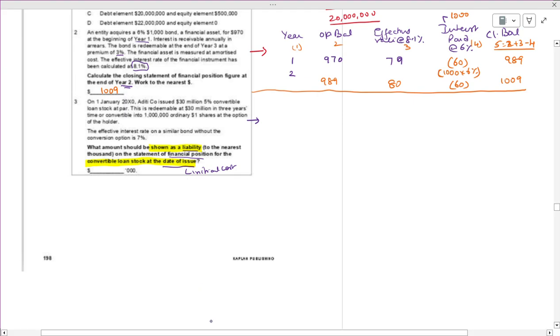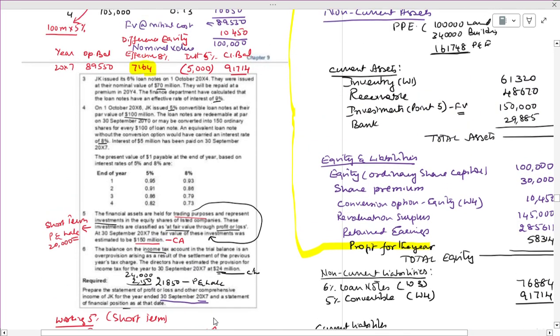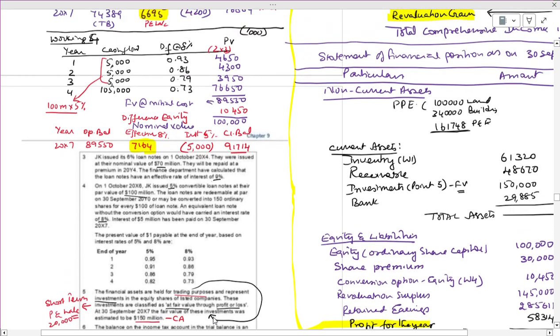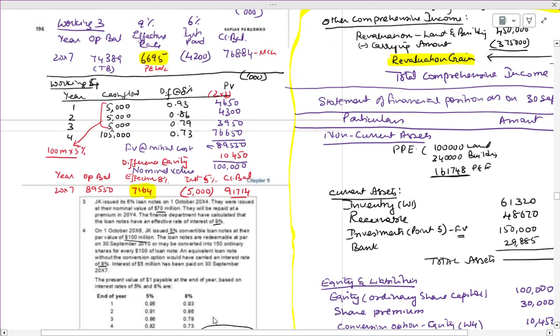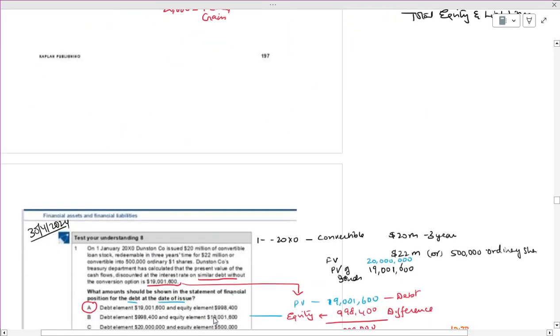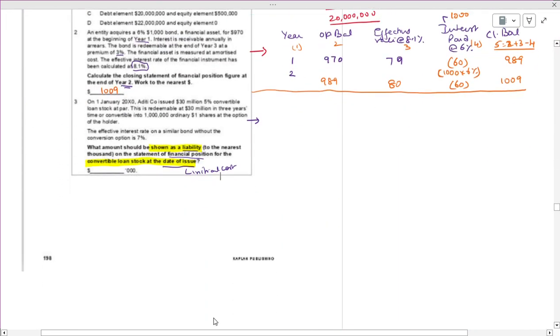Remember, I will go back and show you what we have done. We have to take this working four, on the left hand side of the screen. Only in working four do we have to calculate the present value of debt. That's all. We should not do anything else. When you are doing this, the first step is only the cash flow.